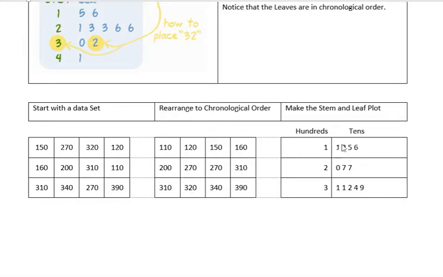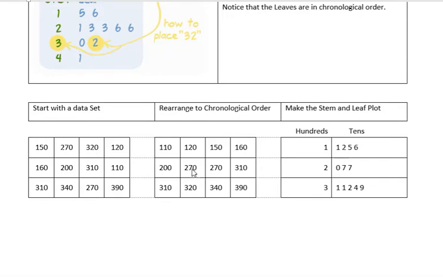And then I put into my second column the tens, because that's my other number that I have here. So 110 looks like 1, 1. 120 is 1, 2. 110, 120. 150, 160. That's how those go in there.